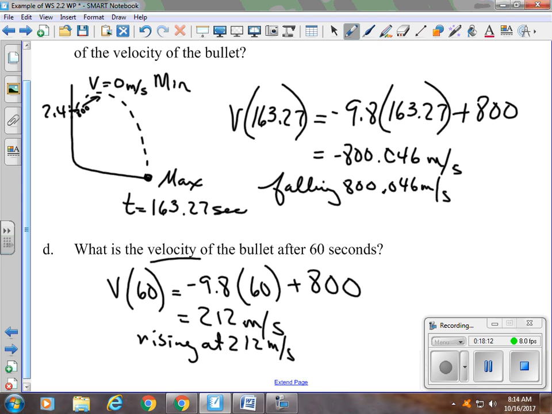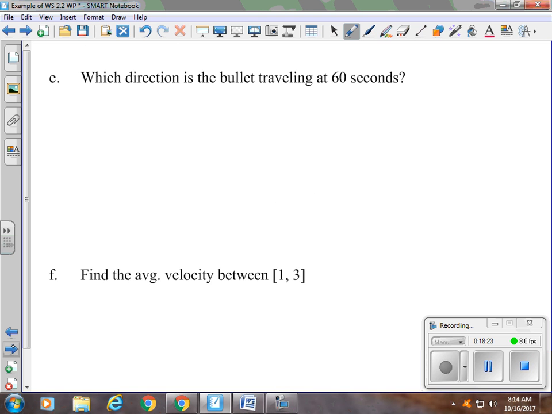So we can find out what it's doing when it hits the ground. We can find out what it's doing at any given time before then by just knowing a number to plug in. And then which direction is the bullet traveling in 60 seconds? We already know the answer to that because we just found out the answer to the velocity. So it's going up. So just write that. It's going up. Or on the way up.